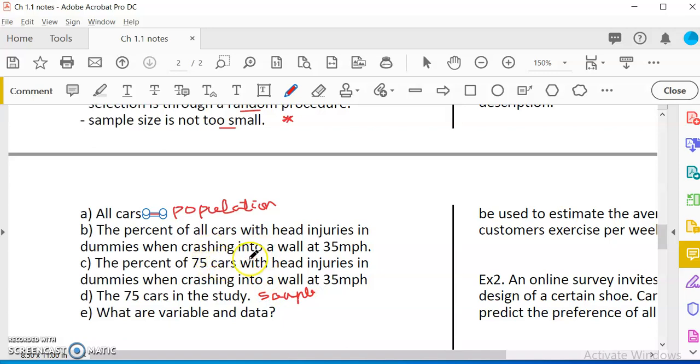And of those 75 cars, you actually can calculate the percent of the 75 cars that had injuries. So that would be a statistic because you actually can look at it. You collect them, you record it, you calculate the percentage. But the percentage of all cars with head injuries, we actually don't know. But we know that this number, if we can calculate it, is called a parameter. And if we don't, we would use the statistic to predict this parameter.